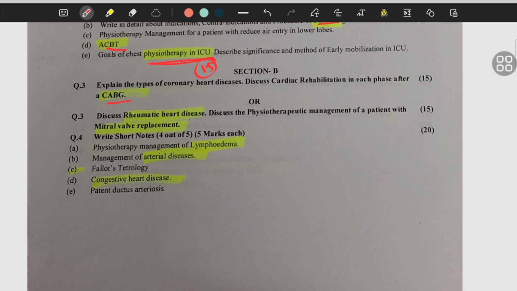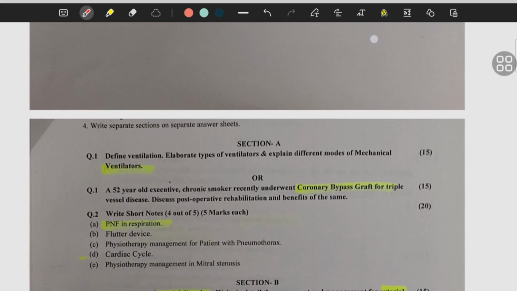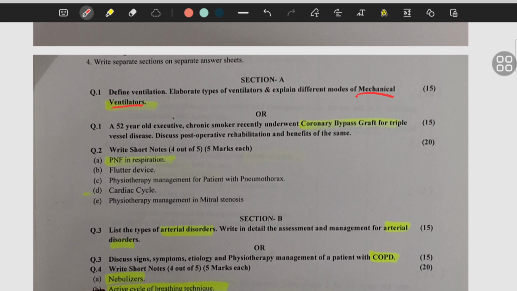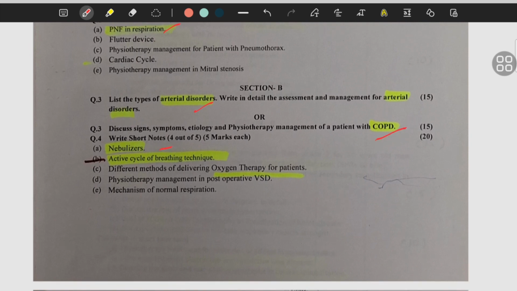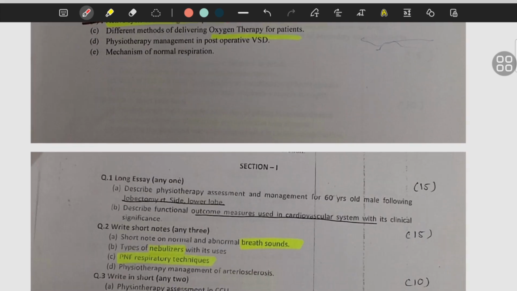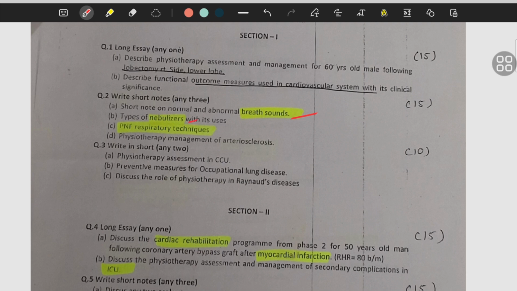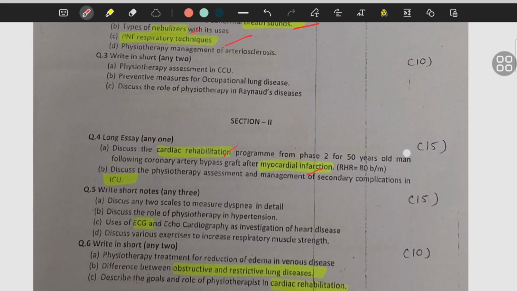Then CABG, rheumatic heart disease, mitral valve replacement, lymphedema, arterial disease, congenital heart disease. Then mechanical ventilator, CABG, PNF respiration, arterial disorder, COPD, nebulizer, active cycle of breathing technique, that is ACBT. Then oxygen therapy, then breath sound, nebulizer, PNF respiratory technique. Then cardiac rehabilitation, myocardial infarction.